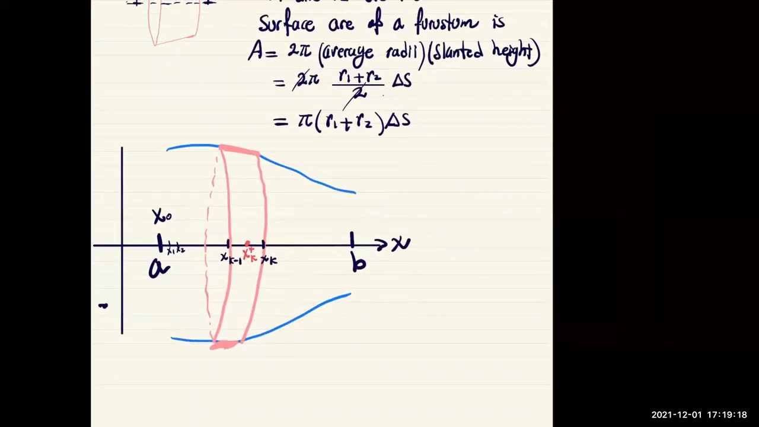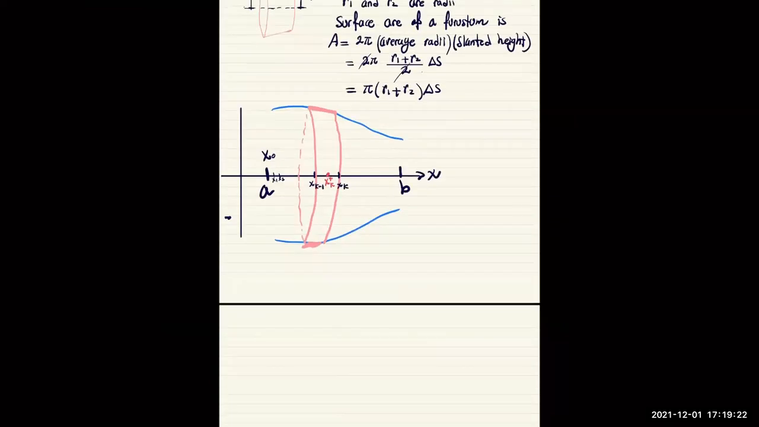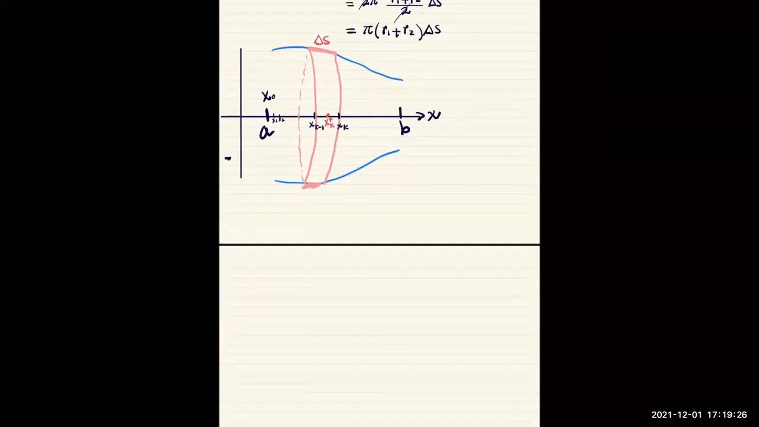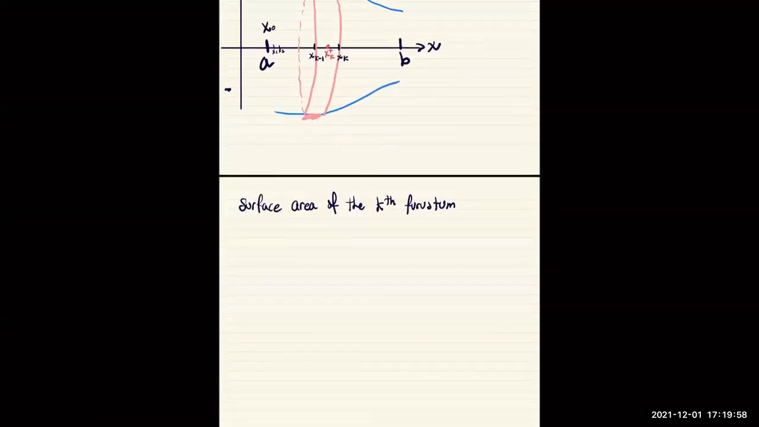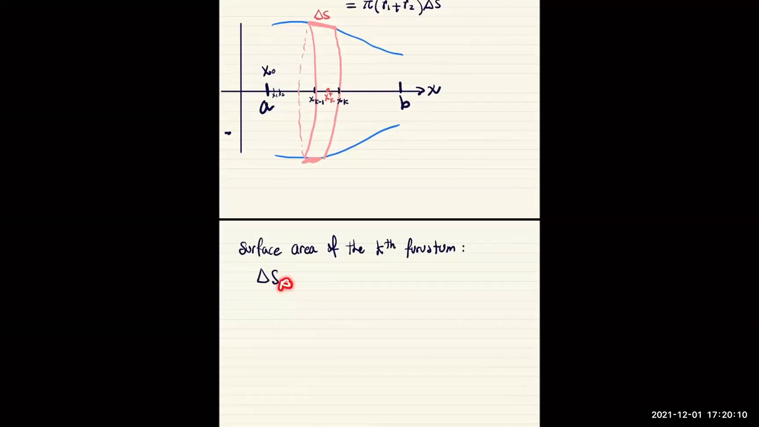Okay, so go to the next page. And again, this is delta S right there. Here, the surface area of the kth one. We have multiple of them, actually k of them. I'm just focusing on this particular one. The surface area, I'm going to call that delta S sub k. This is the kth surface area, and we're just looking at an increment of area.